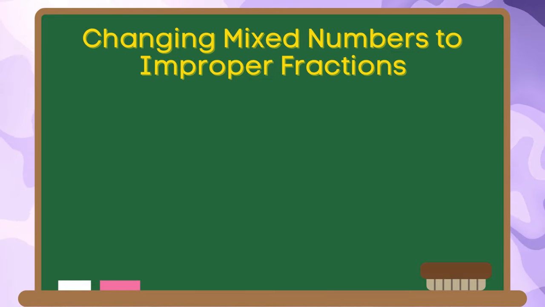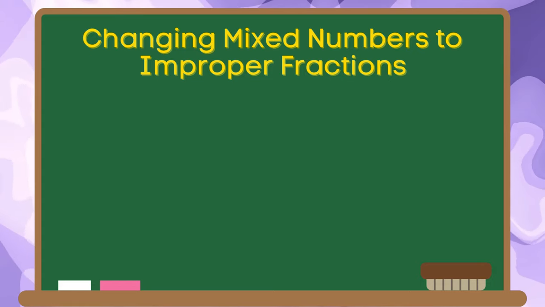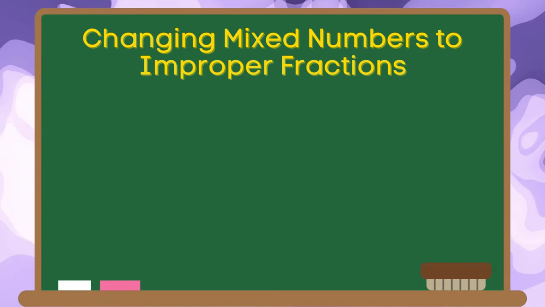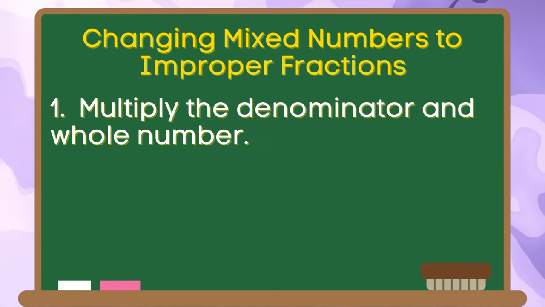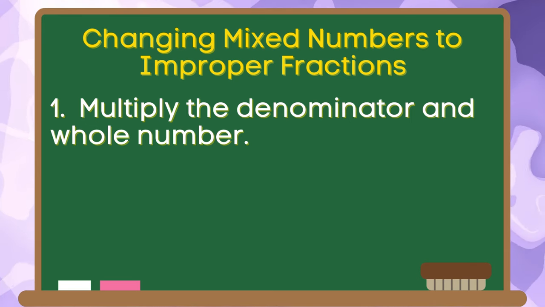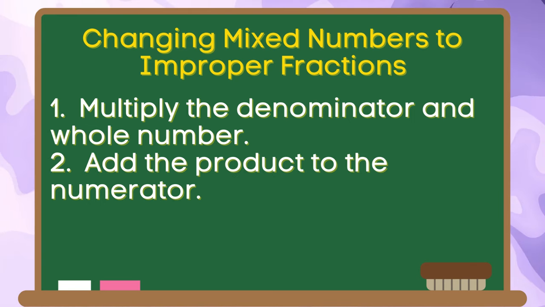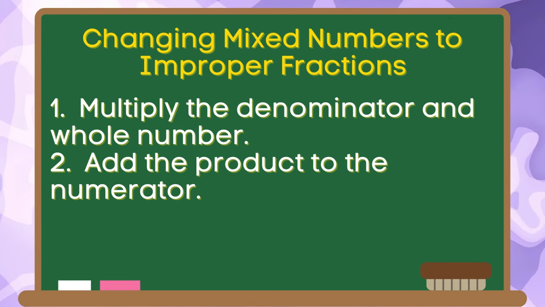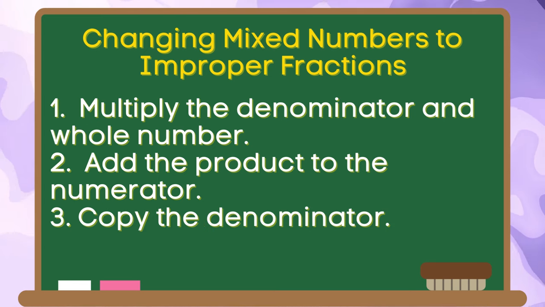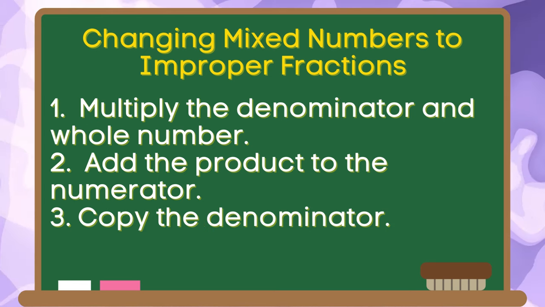In changing mixed numbers to improper fractions, here are the steps to follow. First, multiply the denominator and whole number. Second, add the product to the numerator. And third, copy the denominator.